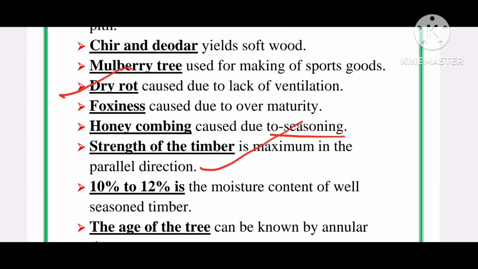And one more thing, defects in timber mainly occur due to many reasons: mainly due to fungal action, insects, natural force and seasoning.